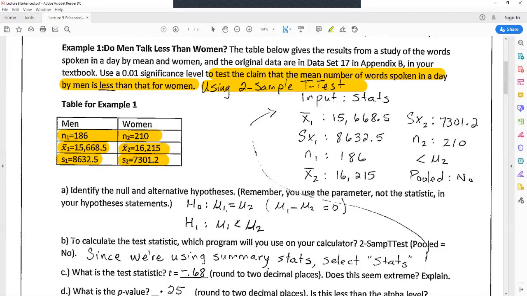You'll go to Stat Tests, and you'll select two-sample t-test. Why two-sample? Because we have two samples. We have a sample of men and a sample of women. And why is it a t-test? Because we are looking at averages. We're looking at means. So, two-sample t-test. And we have the summary stats. We do not have the raw data, so we will select stats. And then we will just put in the appropriate calculations.